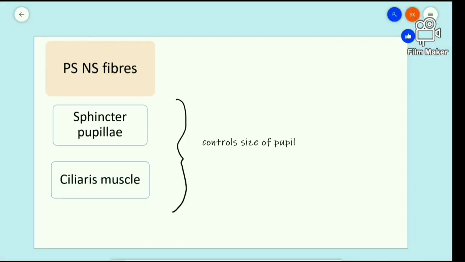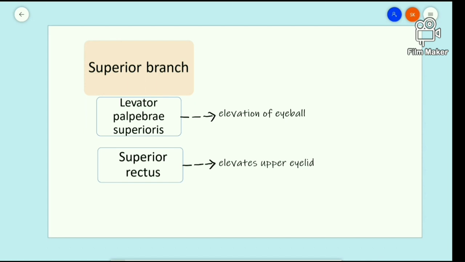Now we are going into detail about the function. Both ciliaris muscle and sphincter pupillae muscle control the size of pupil. In case of muscles supplied by the superior branch, the levator palpebrae superioris elevates the upper eyelid, while the superior rectus elevates the eyeball.